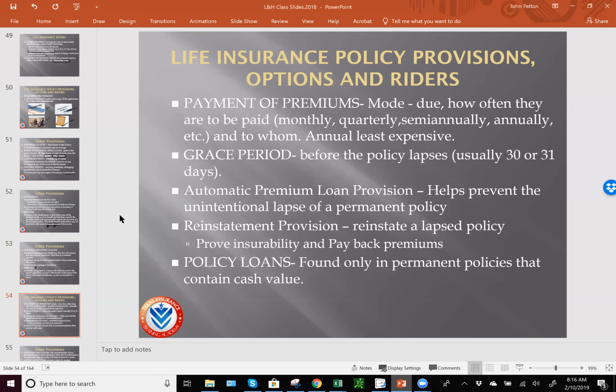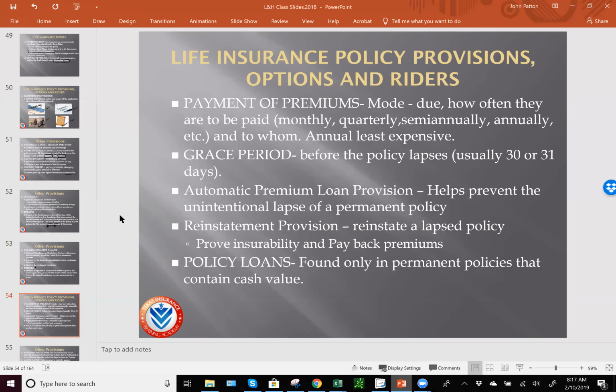Next provision is the grace period provision. It prevents a policy from lapsing due to non-payment of premium. Usually a 30-day grace period for individual life, 31-day for group life. So if you didn't make your premium payment, you have a 30-day grace period where your policy would stay in force. Now, if you happen to die during the grace period and you haven't paid your premium, they would still pay a death benefit to your beneficiary. However, they will deduct that premium that you still owe them.